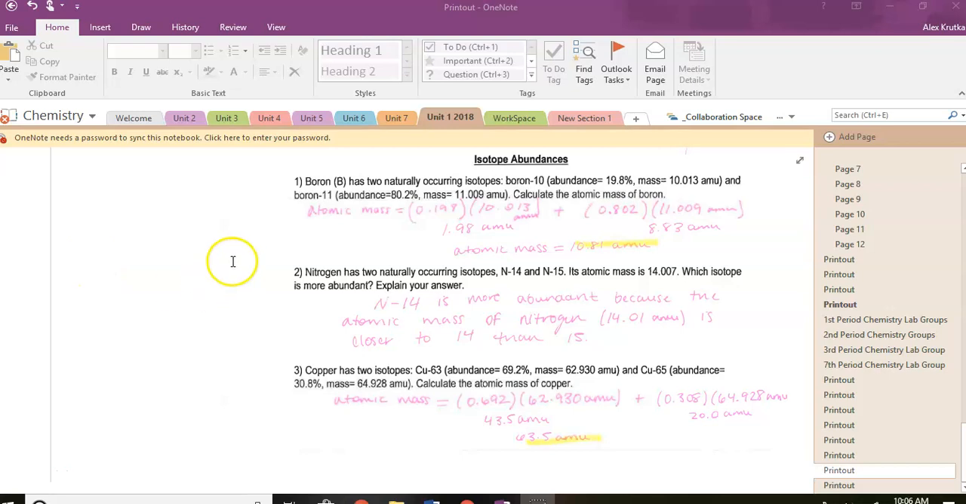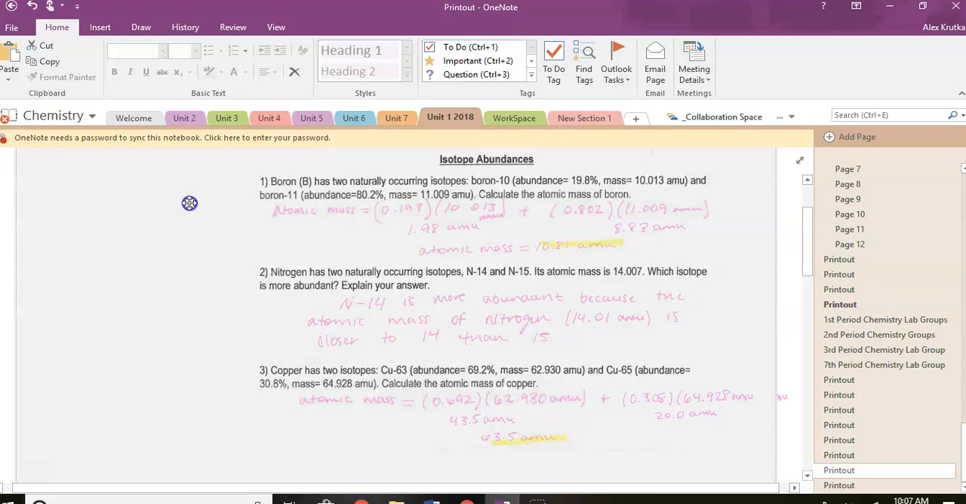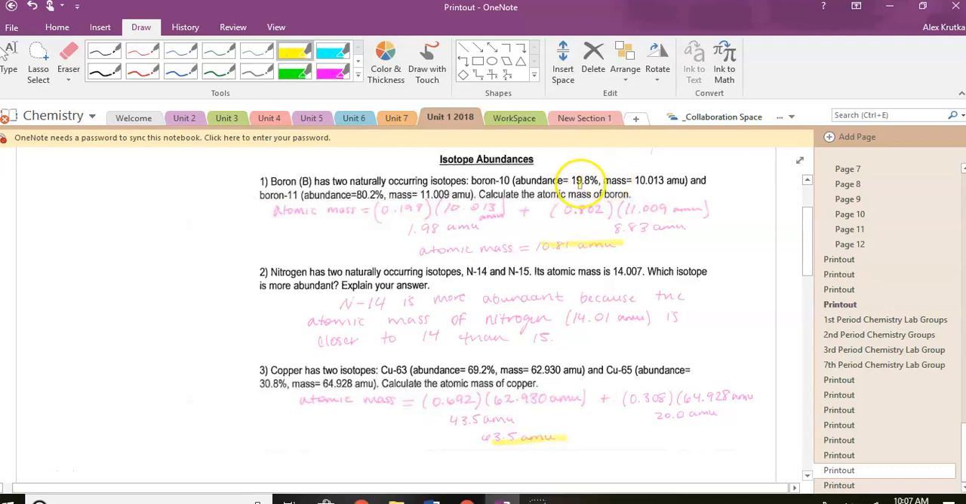So I'm just going to talk over my answer key, and you can always pause the video if it goes too quick. On any type of isotope abundance questions where it's going to ask you to calculate the atomic mass, make sure that you divide every single abundance by 100, or move the decimal place 2 places to the left. So that's where I'm getting this 0.198 and this 0.802.